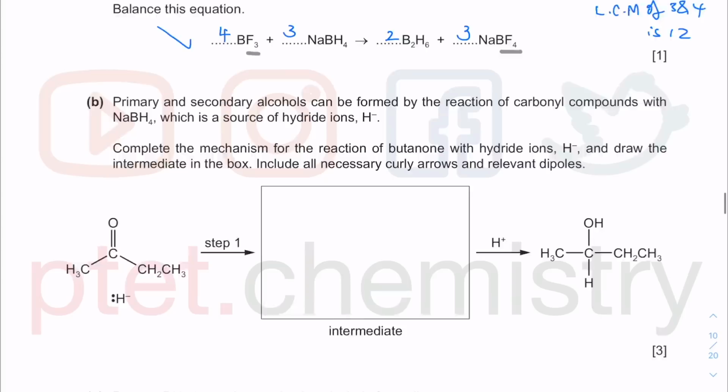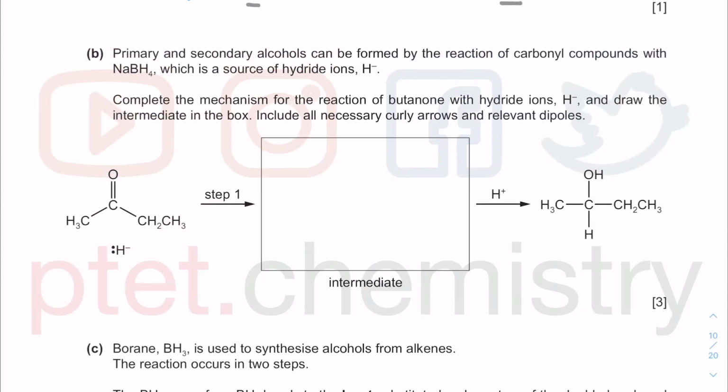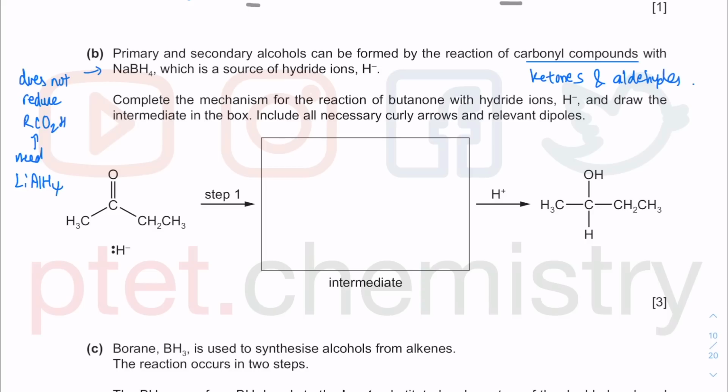Okay. Part B, primary and secondary alcohols can be formed by reacting carbonyl compounds such as ketones or aldehydes, because carboxylic acid cannot be reduced by sodium borohydride. So it does not reduce carboxylic acid. To reduce carboxylic acid to primary alcohol, you need lithium aluminum hydride, which is a much stronger reducing agent. So this one can reduce ketones and aldehydes to their corresponding secondary alcohol and primary alcohol respectively.